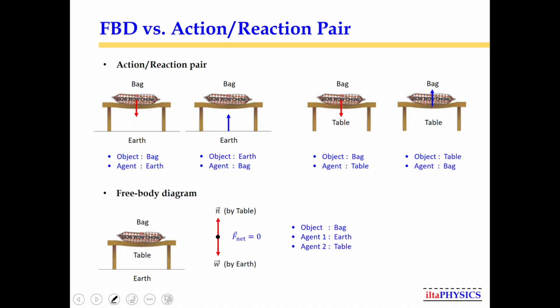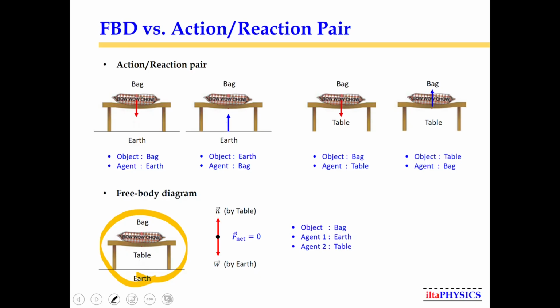Finally, let's wrap up today's lesson by reviewing the concept of a free body diagram together with Newton's third law, the law of action and reaction, using a diagram. Let's go back to a simple example, a bag resting on a table. We already discussed the free body diagram for this earlier, and it looks like this.